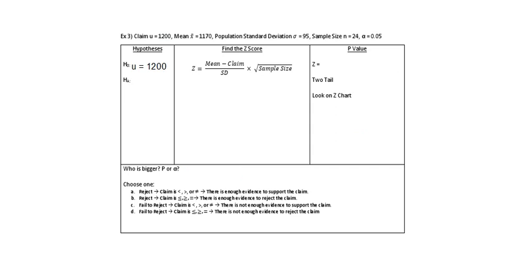So by default, our alternate is u is not equal to 1200. And I'll put the slash mark like so. Let's do it better. There we go. That's better. And with that, let's find our z-score.